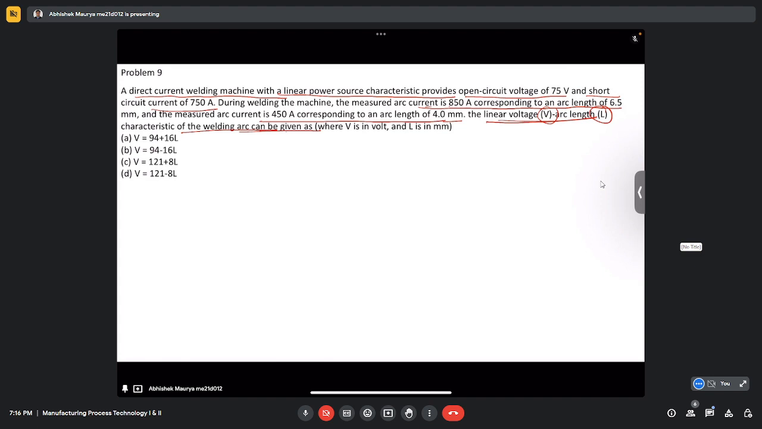Okay, so first of all, let's see what information we can get from the power source characteristics. One thing that is given is that it is linear in nature, a linear power source. So there should be some relationship between the voltage and the current, which should be linear. So we can write V is equal to A plus B I, where V is the voltage, I is the current, and A and B are constants. So first information which is given is the open circuit voltage.